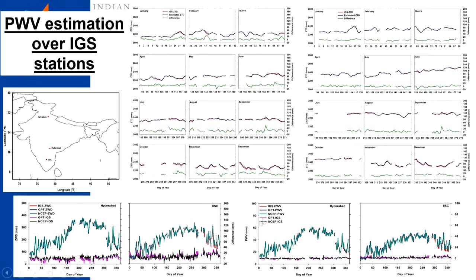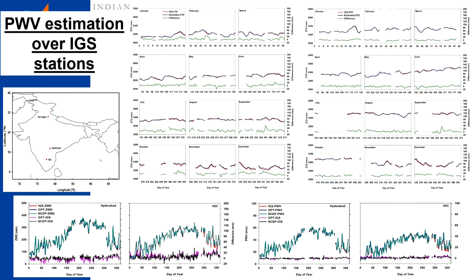Now secondly, if you see the PWV estimated from this ZWD, on the right side there are two figures, one for Hyderabad and another for IISc. We got very good estimations for both the stations, and the difference is around 2 to 3 mm. Oh, sorry, the 2 to 3 mm is for IISc, for some of the days of the year.